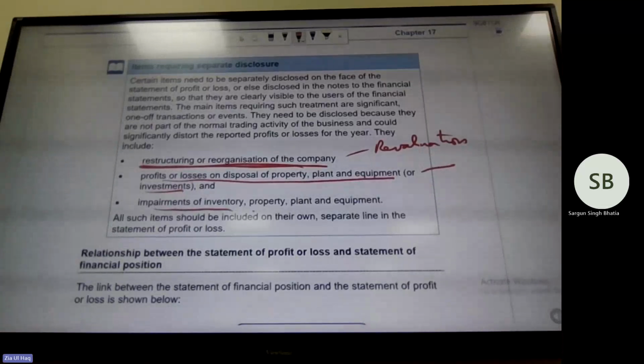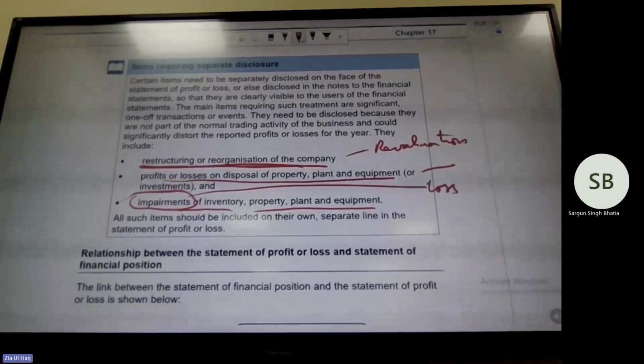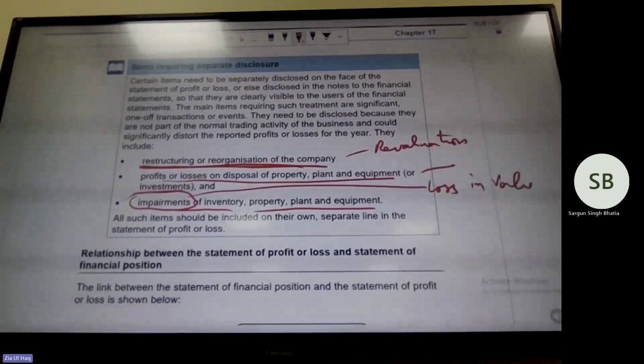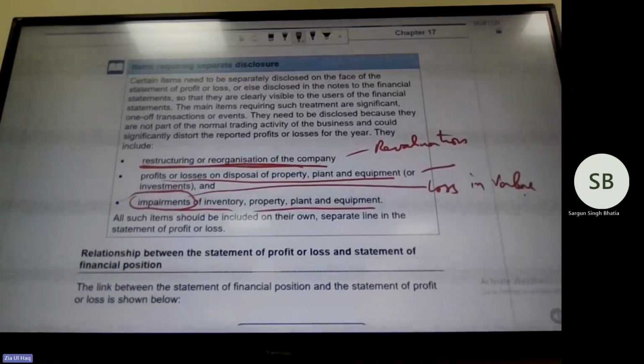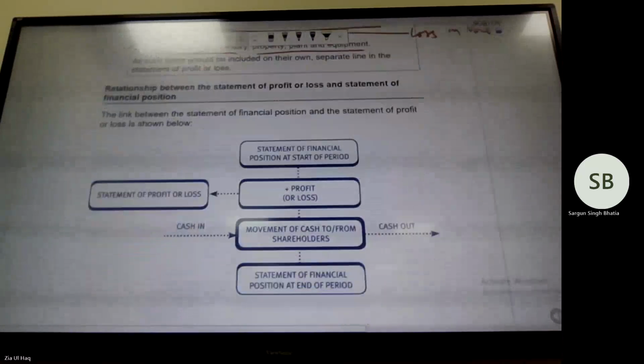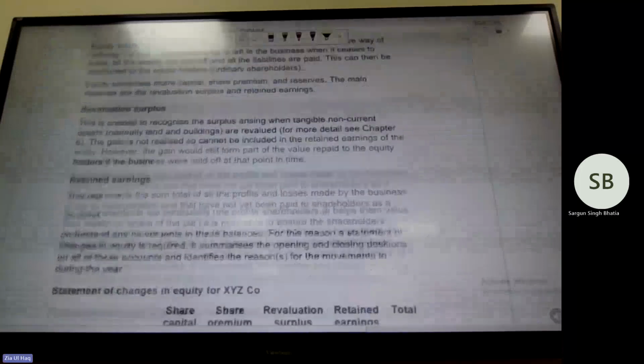Impairment of inventory, plant or assets: impairment means loss in value of any asset. We need to provide disclosure for that loss, and mention it in the profit and loss account separately. So these three things we need to disclose separately in the financial statement: restructuring or reorganization, gain or loss on disposal of assets, and impairment of assets. Now we are moving towards our question.